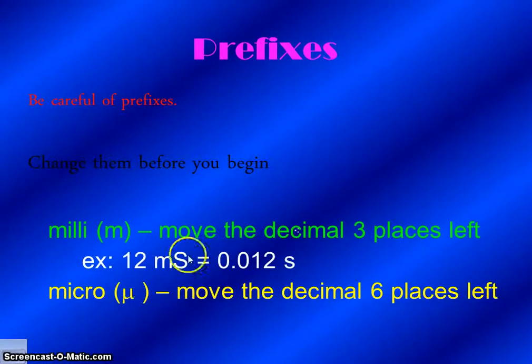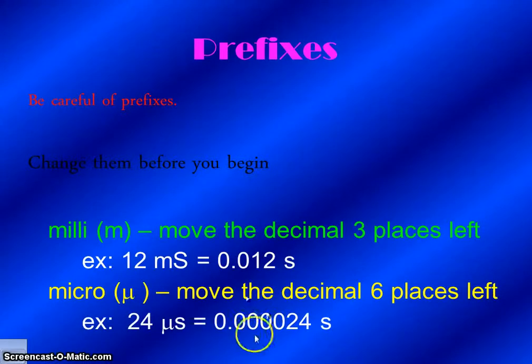An example would be you have 12 milliseconds. So what you do, you assume the decimal's right here, and you count 3. 1, 2, 3. Get rid of the milli, and you're left with 0.012 seconds.